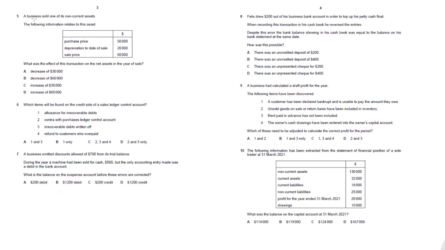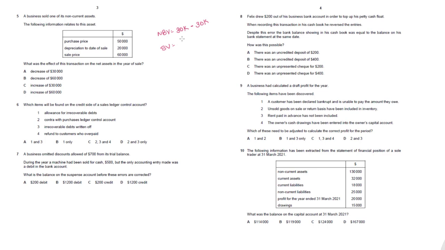Question 5. A business sold one of its non-current assets. The following information relates to this asset: purchase price, depreciation to the date of sale, which means accumulated depreciation, and sale price. What was the effect of this transaction on the net assets in the year of sale? So before selling, the net book value of the asset was 30,000. And when the asset was sold, this net book value would be reduced by 30,000 because this asset would no more remain with the business.